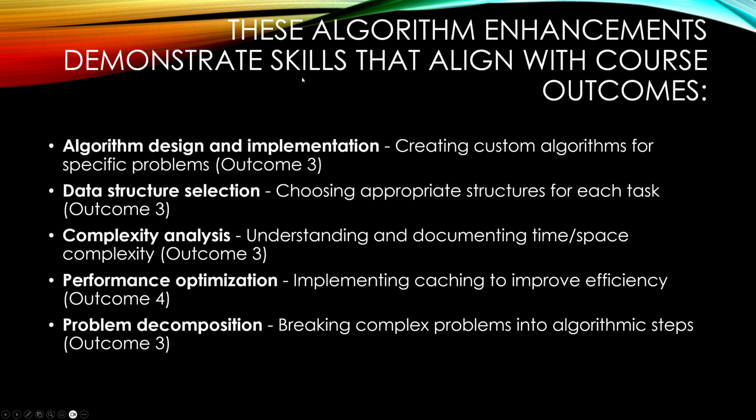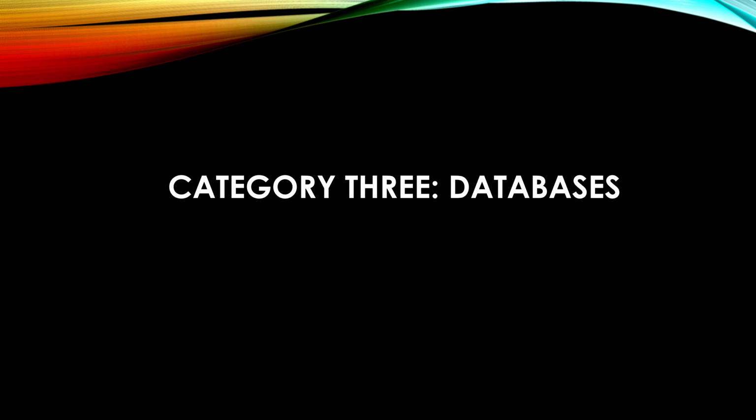These algorithm enhancements demonstrate skills that align with course outcomes. Algorithm design and implementation aligns with outcome 3, as do data structure selection, complexity analysis, and problem decomposition. All of those four align with outcome 3. Performance optimization aligns with outcome 4.